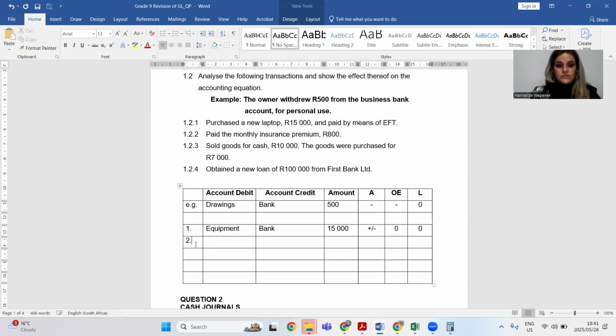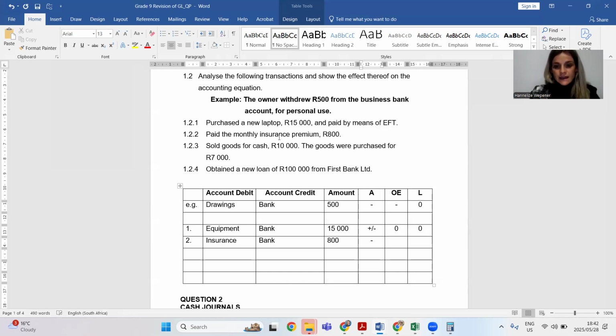Right. Then number 2. Paid the monthly insurance premium, 800 Rand. Once again, you paid for something, so you have less money. What did you pay for? You paid for insurance. Insurance is a monthly payment that you make. You never own the insurance company. You never own anything. It's just a service that they're rendering to you, so it is an expense. Insurance, you made payment, you have less money, therefore bank, 800 Rand.